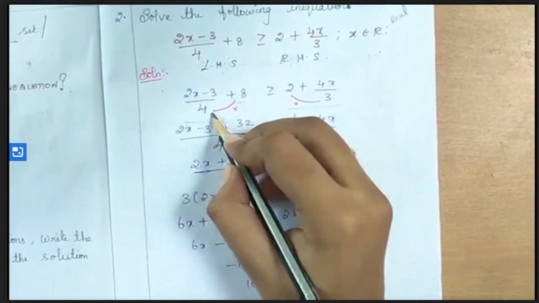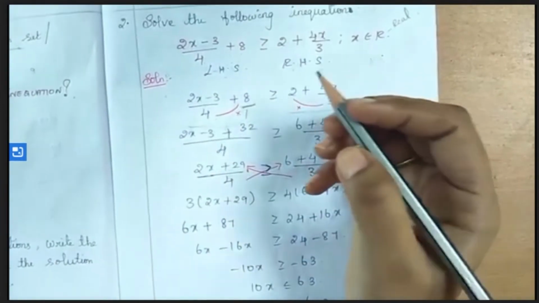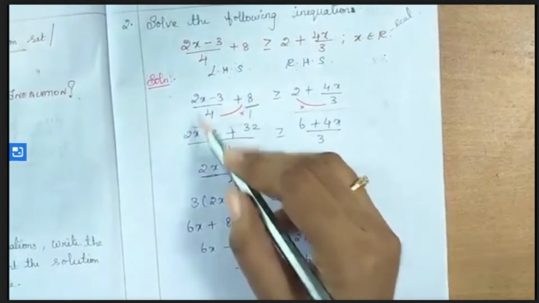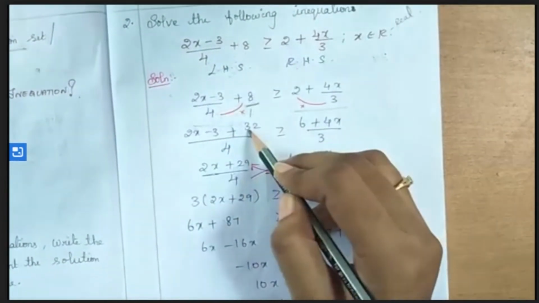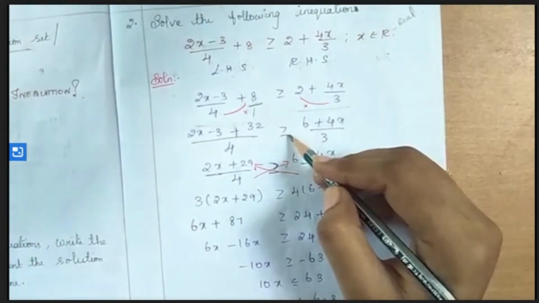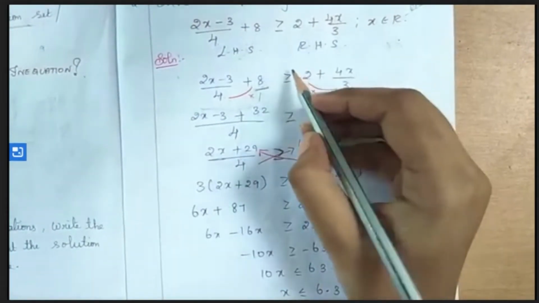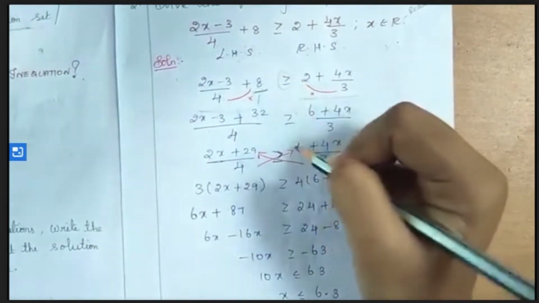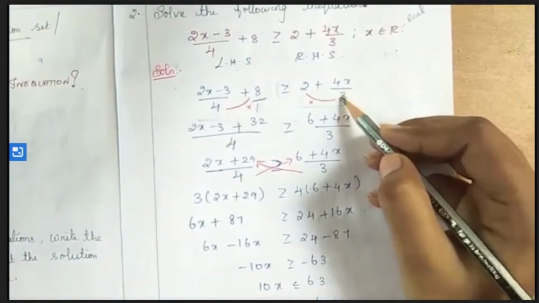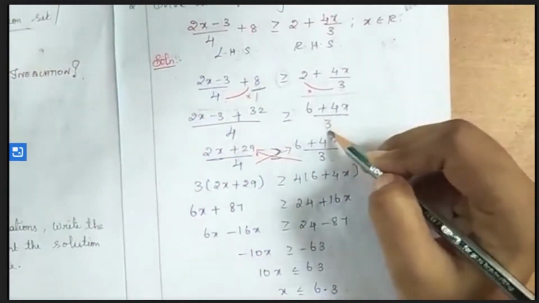So what you have to do? Here 8 will be considered as 8 by 1. Now cross multiplication: 4 should be multiplied with 8. Now what will happen? (2x minus 3 plus 8 4s are 32) whole divided by 4, greater than or equal to. Guys, make sure that your inequality sign is carried throughout this problem. Now solve the right hand side: 2 plus 4x divided by 3. Cross multiply: 2 into 3 is 6, plus 4x, whole divided by 3.